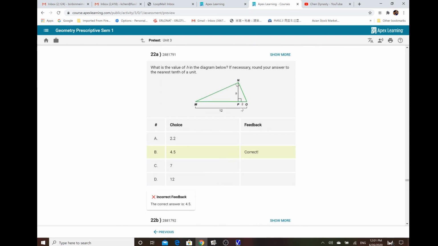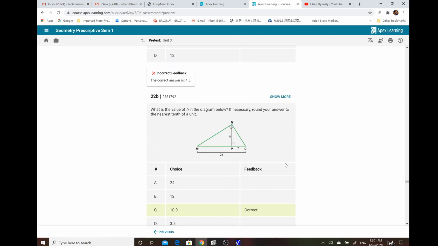And this one is something that we did earlier. So this one is also using the geometric mean again. As you can see, we do have 3 similar right triangles: the small one, the medium one, and then the largest one. So it's all about using 7 over h equals h over, well, this one you need to subtract, so 24 minus 7. You know what, let's just do this one for the last one of this pretest.